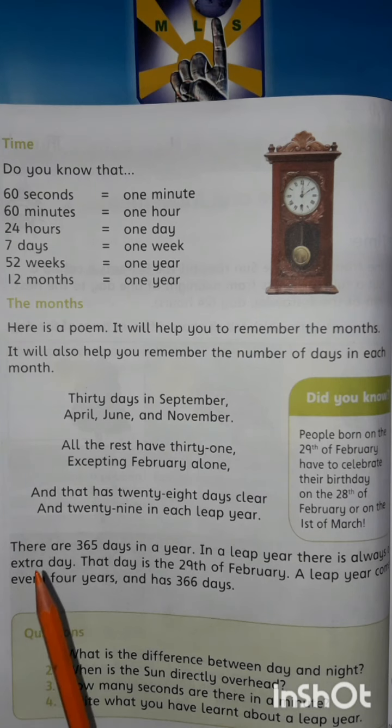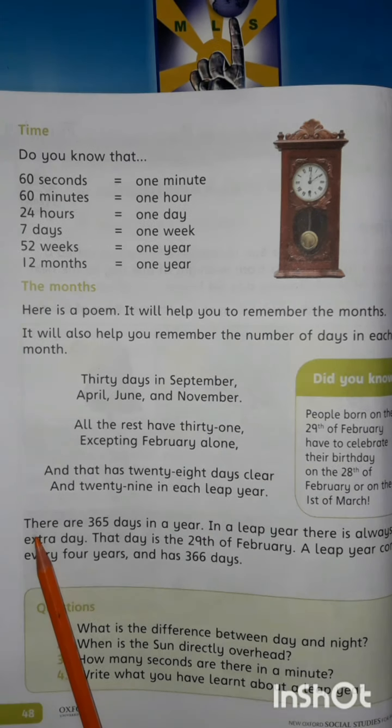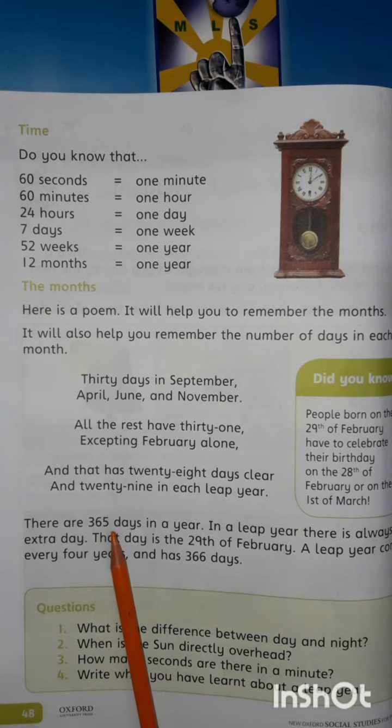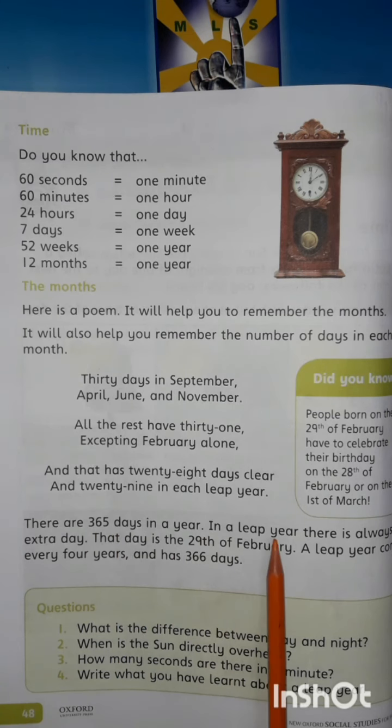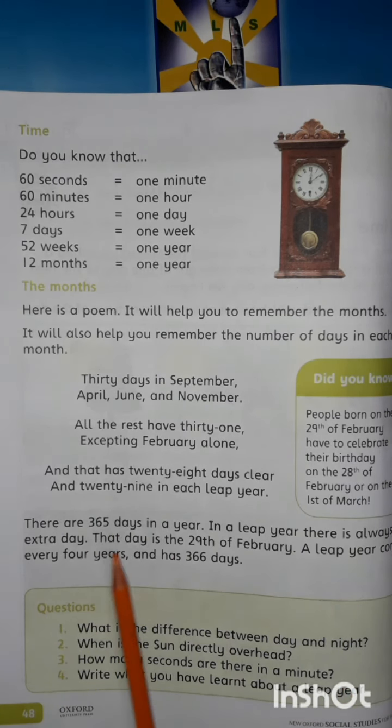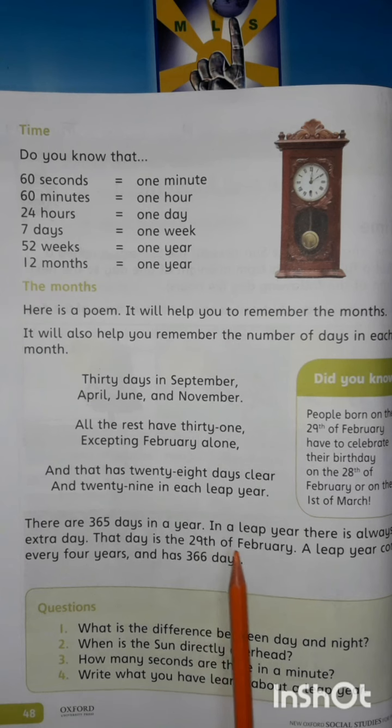If you know the table of 4, then you know the leap years. Let's see. 2004, 2008, 2012, 2016, 2020, 2024 and 2028 all are leap years. How exciting! There are 365 days in a year. In a leap year, there is always an extra day. That day is 29th of February.